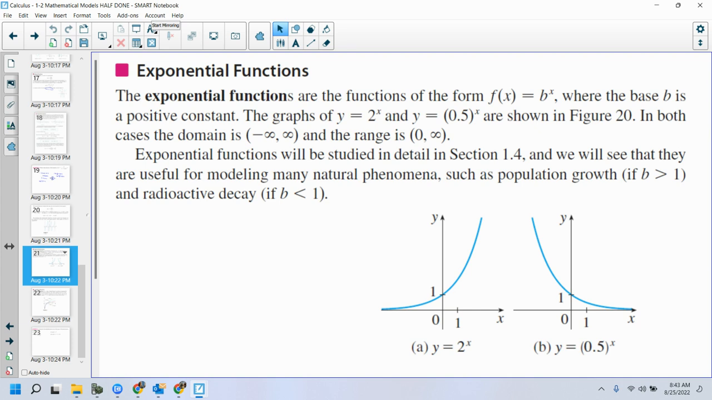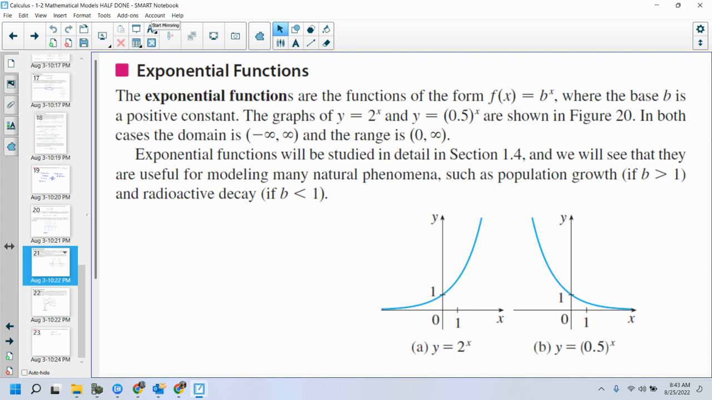The graphs of 2 to the x and 0.5 to the x are shown. In both cases, the domain is all real numbers, but the range is restricted. I could plug in anything left or right, but the range is going to be different. The range is just above the x-axis for both of those. That is true for everything except if I add or subtract it on the end, then it's going to shift it. It's a vertical shift up or down. So in that case, it would change the range depending upon where that asymptote may fall.